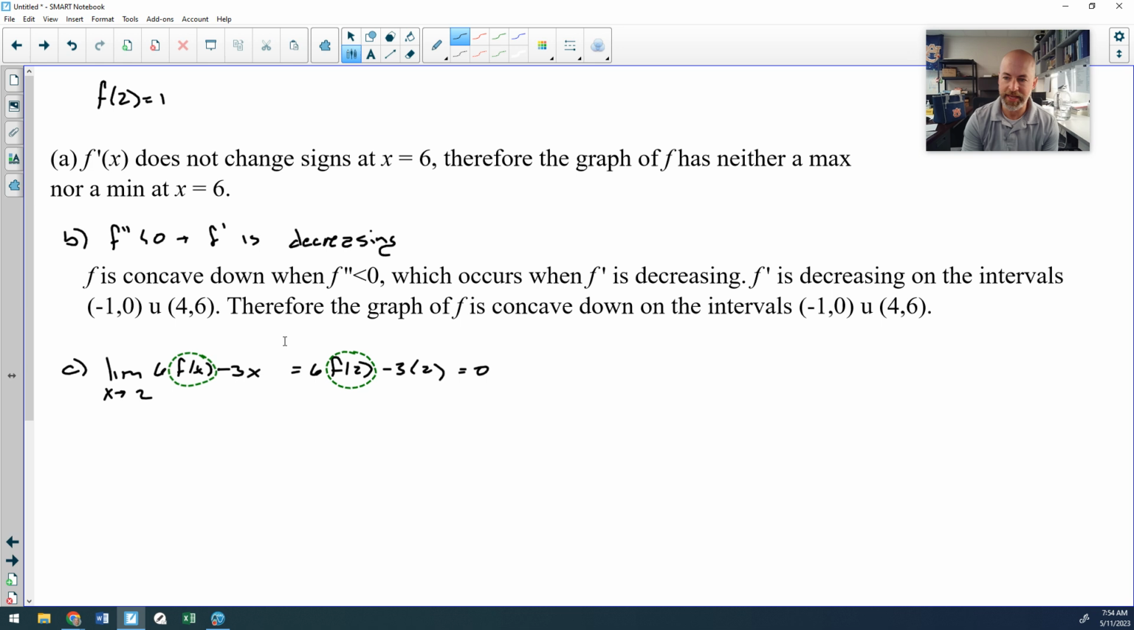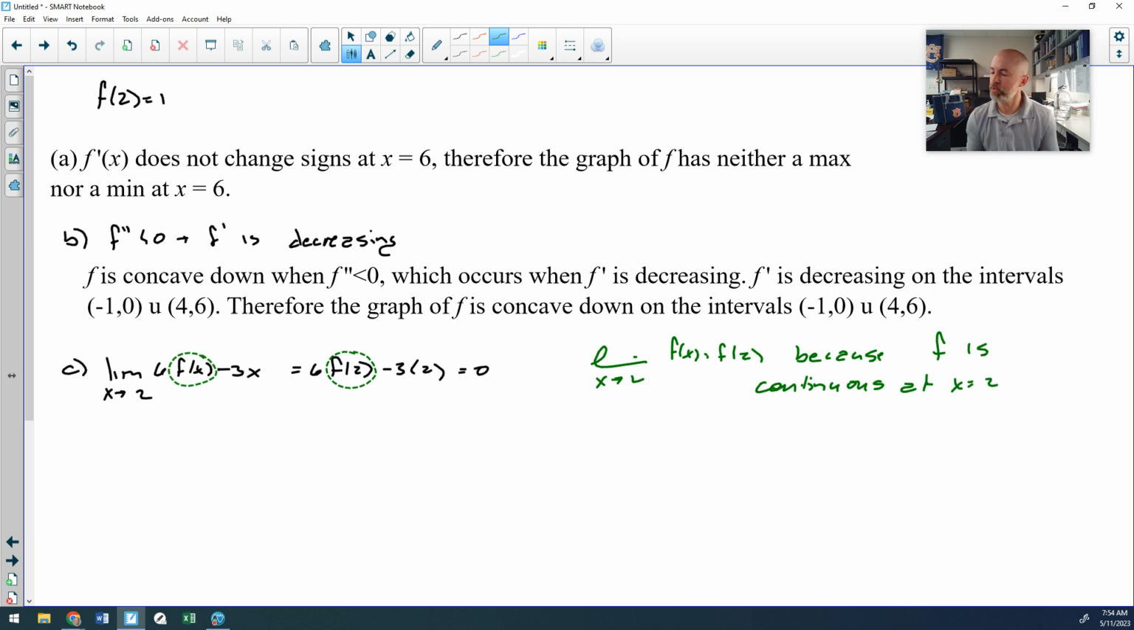So to be safe with that step, I'm going to say that the limit as x approaches 2 of f of x is equal to f of 2 because f is continuous at x equals 2. And as I'm writing that, I was thinking, I know f is continuous because I can see the graph, but I don't. I see the graph of f prime. So now how do I know that f is continuous?